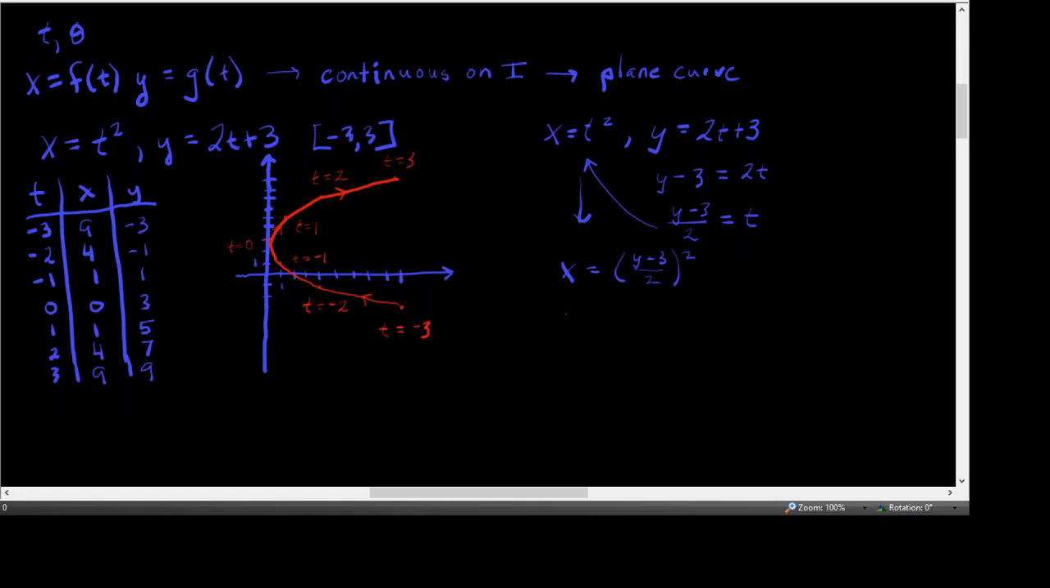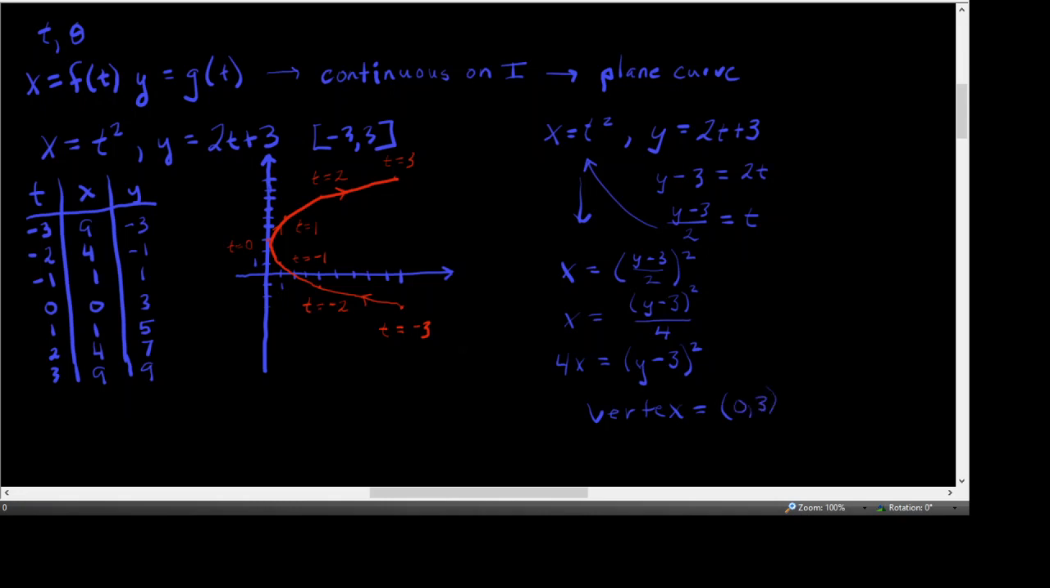And since it's a parabola, we should write this in standard form. So I'll want to distribute the exponent to the numerator and denominator. Of course, 2 squared is 4. And then multiply both sides by 4. And it's now in the standard form for the equation of a parabola. And we can look at this equation and see that the vertex would be at 0, 3. And if you look at the graph, that's exactly where it is.